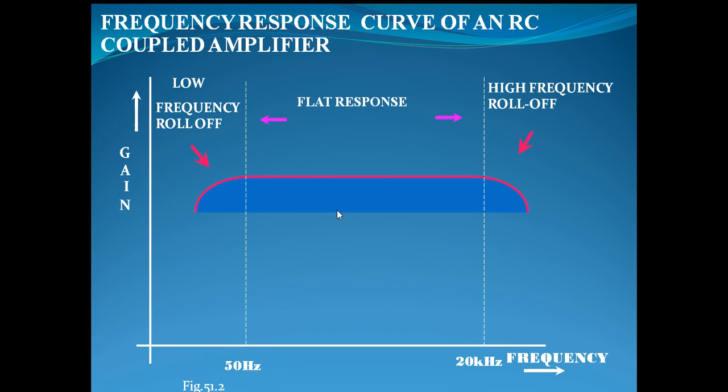Hence, where the frequency response curve is flat, we can use this amplifier in audio frequency, because 20 Hz to 20 kHz is the audio frequency range. Therefore, the RC coupled amplifier is used as an audio frequency amplifier.